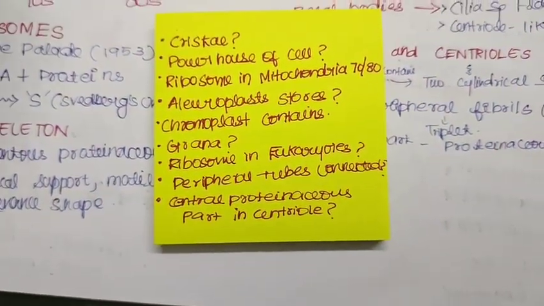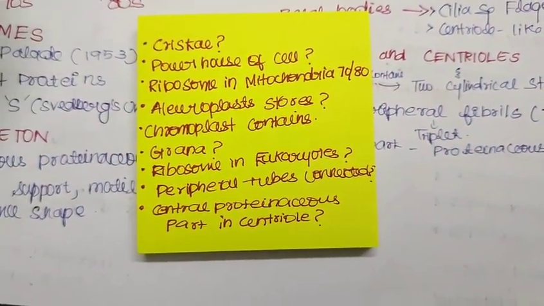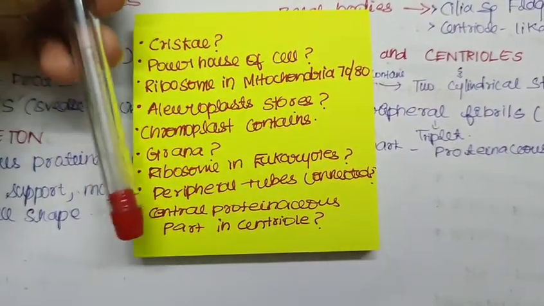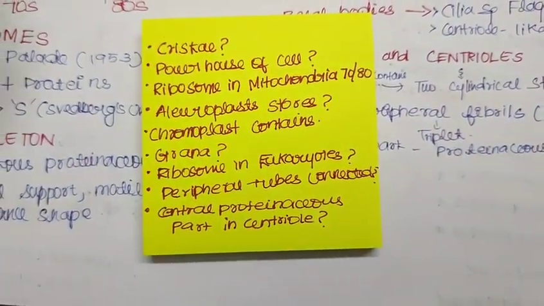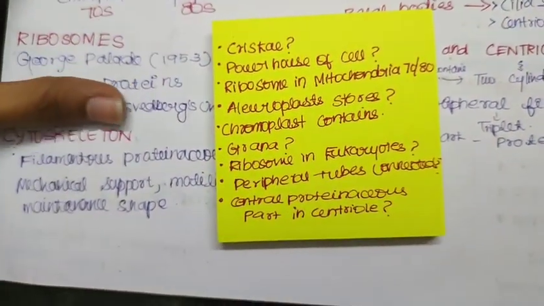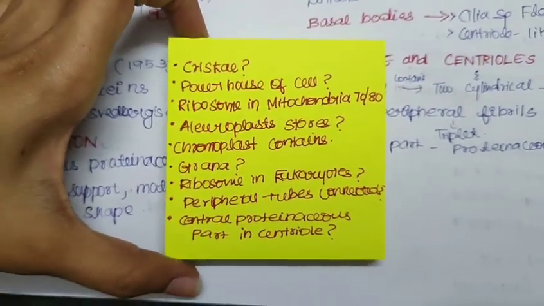How are the peripheral tubules interconnected? The central proteinaceous part in the centriole is called as? I am not discussing the answers because we are just revising the concepts now, so I thought you would be able to find the answers yourselves. Now we will move on to the next page.